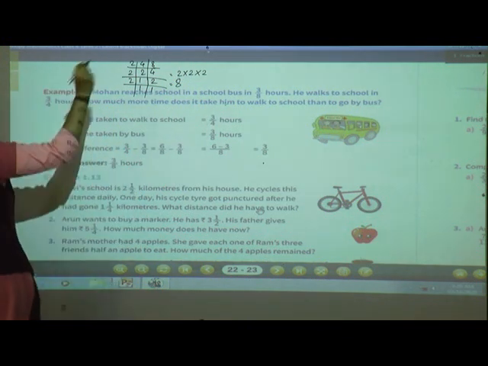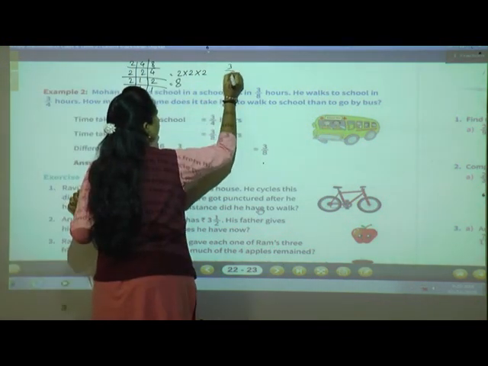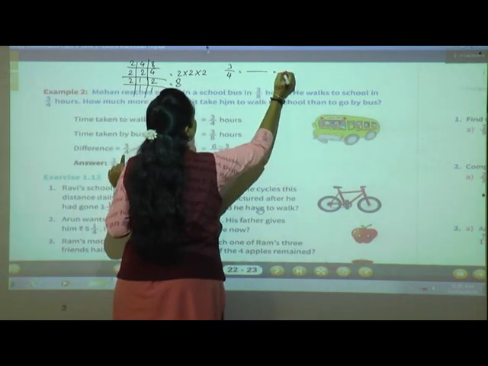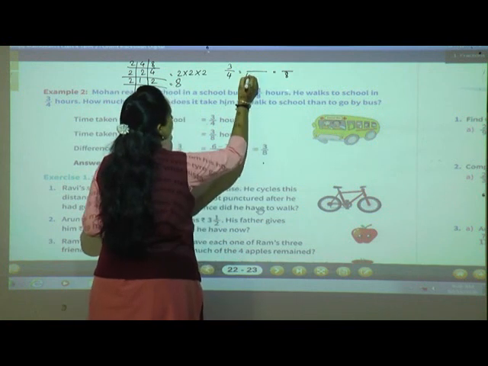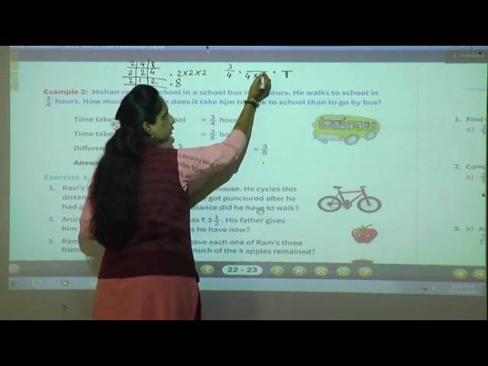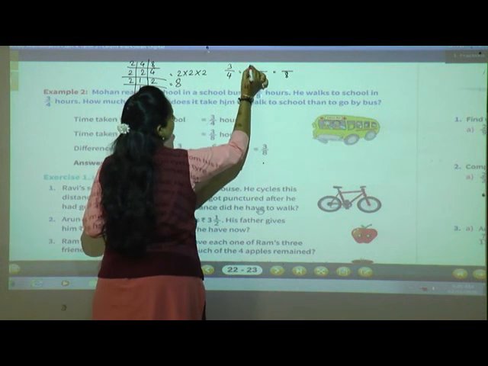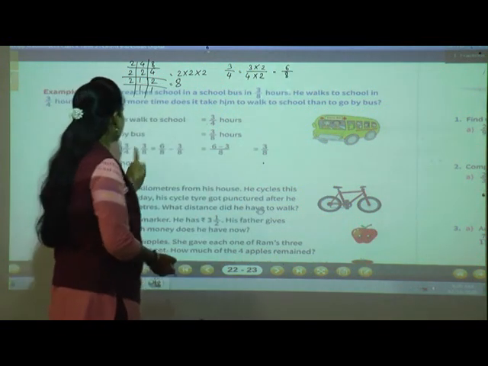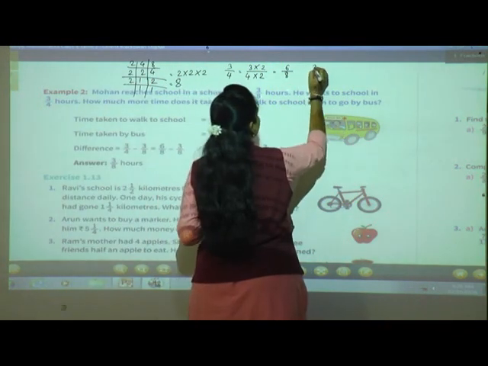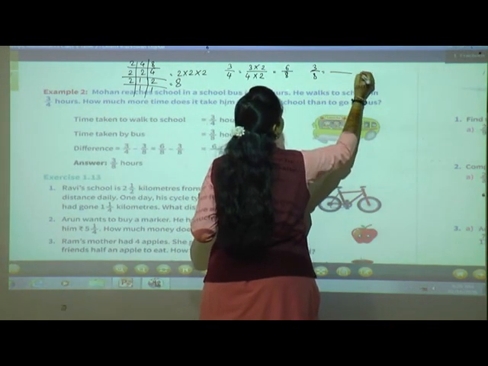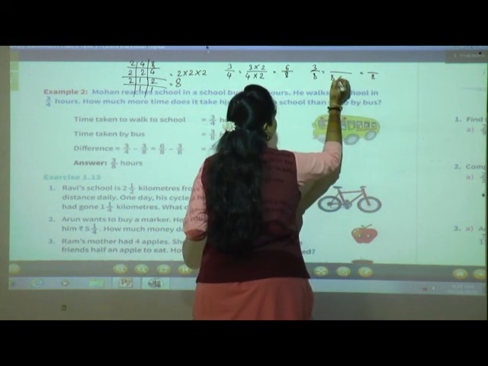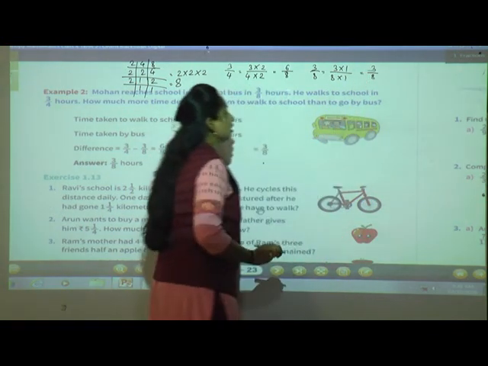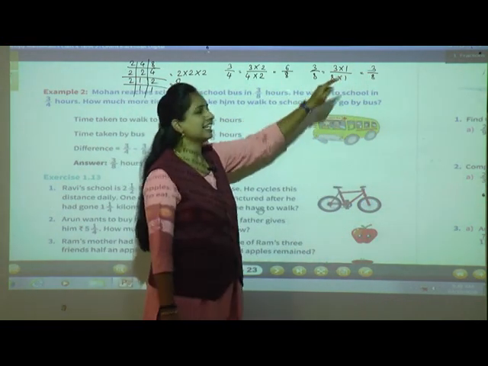Now 3 upon 4. See, I'll do your rough work. 3 upon 4 is equal to, denominator should come 8. So we have to multiply with 2. 4 2s are 8 and 3 2s are 6. And the next is 3 upon 8. So denominator should come 8, which means we have to multiply with 1. So 8 1s are 8, 3 1s are 3. So the numbers are 6 upon 8 and 3 upon 8.